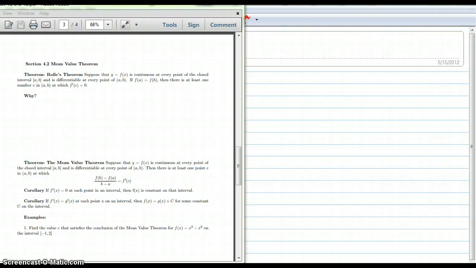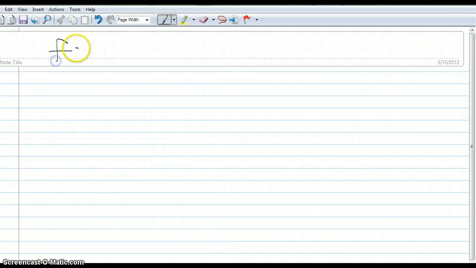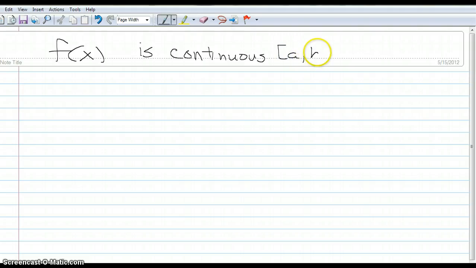Okay, so the first part is about Rolle's theorem. For both Rolle's theorem and the mean value theorem, we're going to assume that our function, whatever we're talking about, f of x, is continuous on some interval. So we're always just looking at a little piece of the function, and we call that interval from a to b. And it has to be differentiable at least. Most of the time we're just going to be talking about polynomials, things that are always differentiable.